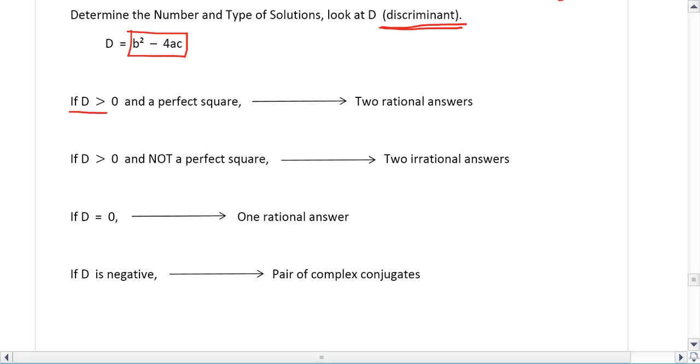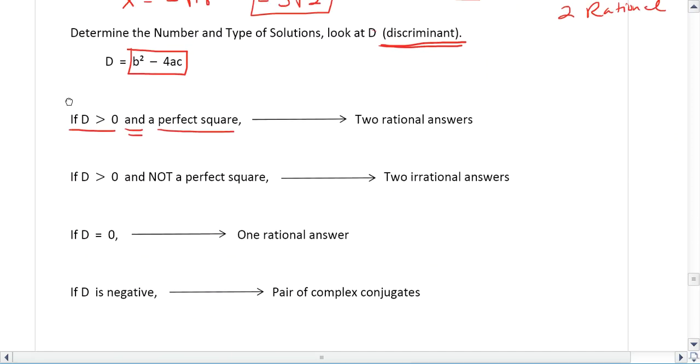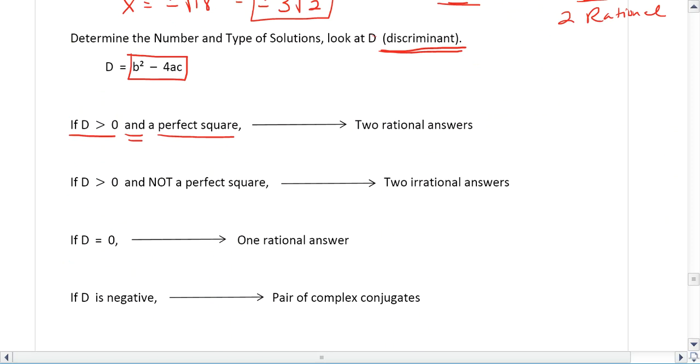If the discriminant turns out to be positive and it's a perfect square, you get two rational answers. That's like the example we just had up here. This one gave us two rational answers, the 0 and the 3. So if we would look at the discriminant of this one, it would be a positive perfect square. And we'll do that in just a moment. We'll look at all the different types. If the discriminant is positive, but it's not a perfect square, we're going to have a square root in our answer. Therefore, we're going to have two irrational answers.